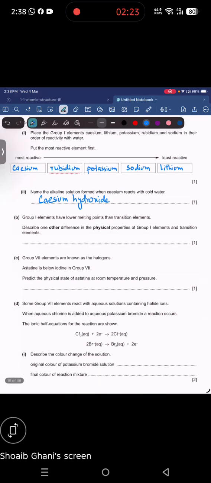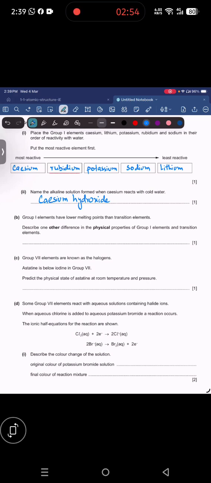Now, group number 1 elements have a low melting point. Describe one other difference in the physical property of a group number 1 element and a transition element. So their physical properties can be low density, they are soft, and they are less strong. So these are the physical properties.